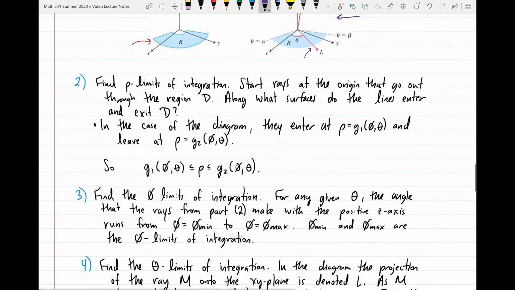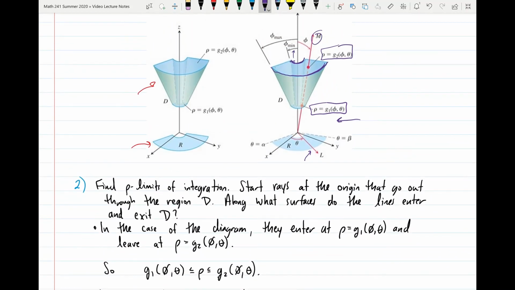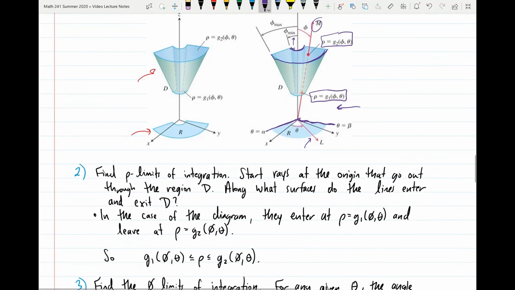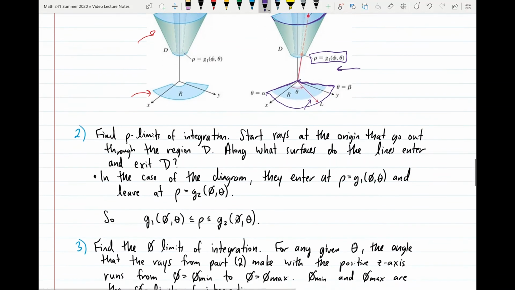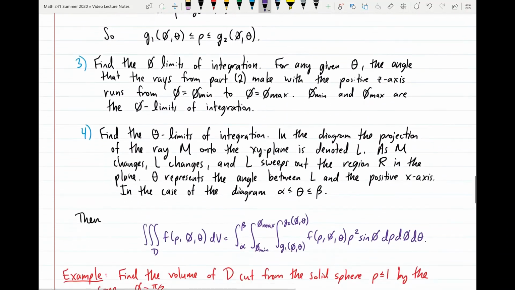So again, theta represents the angle between that projection ray L and the positive x-axis. And in the case of the diagram that we have above, theta is going to be bounded below by alpha here, and it's going to be bounded above by beta, so this ray out here. If you look at the way that L is sweeping out this region, you're looking for when that angle between L and the x-axis is going to be smallest and when it's going to be biggest, and that will give you your limits of integration for theta.